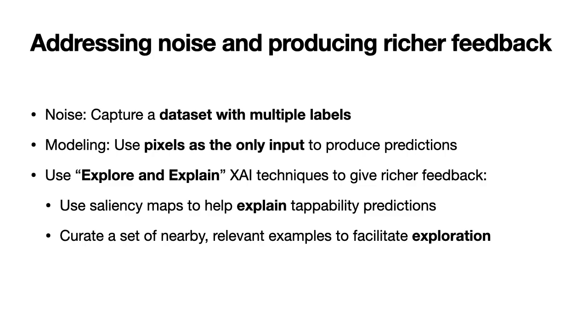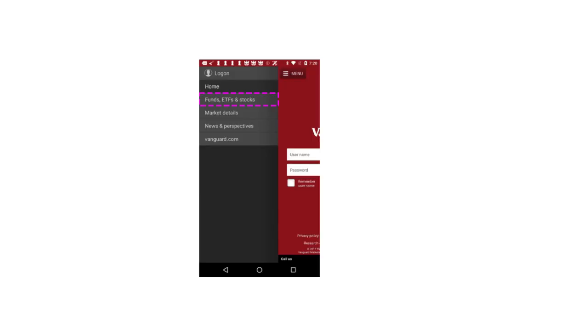First, we collect a new dataset that captures tappability labels from multiple raters per element. Next, we use this dataset to train a deep neural network that predicts the perceived tappability of a region in a mobile app screenshot. Finally, we apply explainable AI techniques to help explain the influence of the other elements in a screenshot to a specific element's perceived tappability, and we use the latent space of our model to curate a set of relevant UI elements to inspire design iterations.